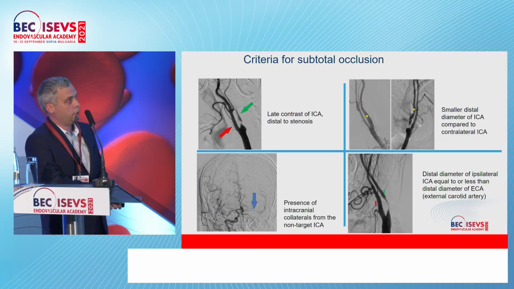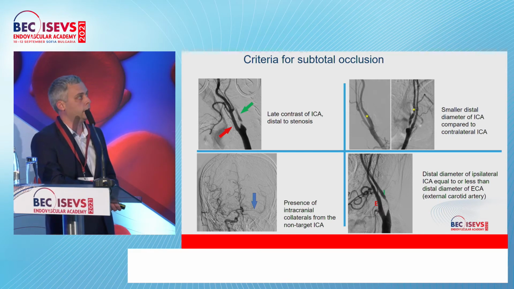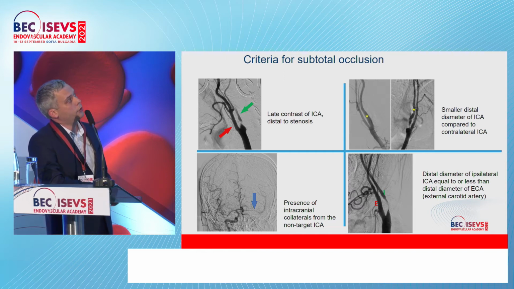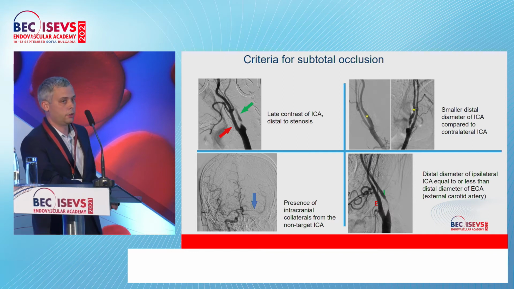Actually, I've tried here to summarize the 4 most constant criteria in the different articles for subtotal carotid artery occlusions. The images are taken from our patients. First criterion is the late contrast in the internal carotid artery, distal to the stenosis. Second criterion is an internal carotid artery with smaller distal diameter compared with the contralateral one. Third one is the presence of intracranial collaterals from the non-target internal carotid artery.